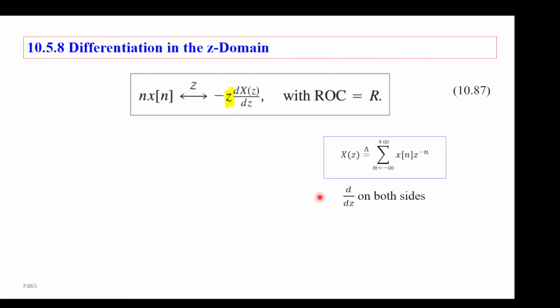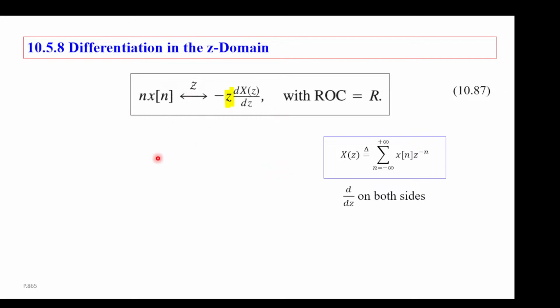And for the next property, we have differentiation in the z domain. Now this is really weird, but this is just what happens. For the differentiation property in the z domain, we don't have just dX/dz here, we need an extra factor of z. So you have dX/dz multiplied by z, and that is the z transform of n x[n], and the ROC will be the same ROC.